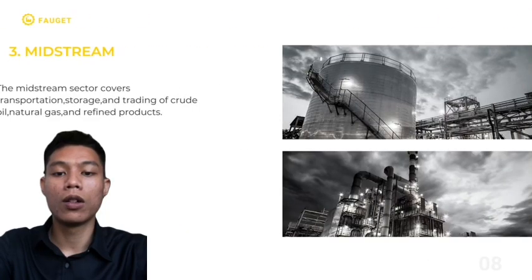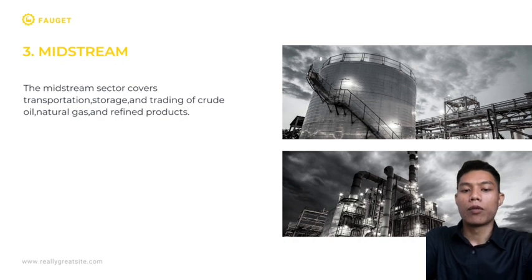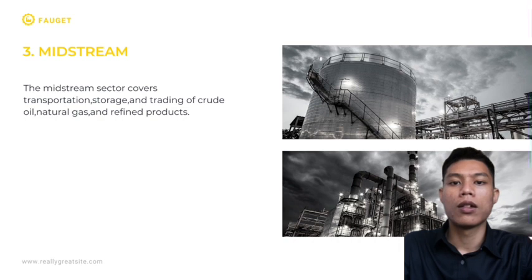Now, we go to the third slide. Midstream. The midstream sector covers transportation, storage and trading of crude oil, natural gas, and refined products. In its unrefined state, crude oil is transported by two primary modes: tanker, which travels interregional water routes, and pipeline, which most of the oil moves through for at least part of the route.